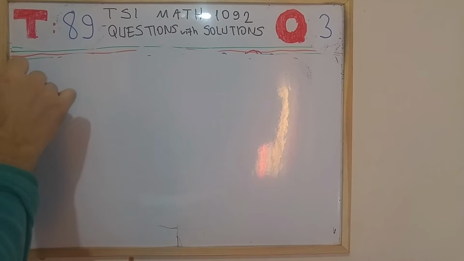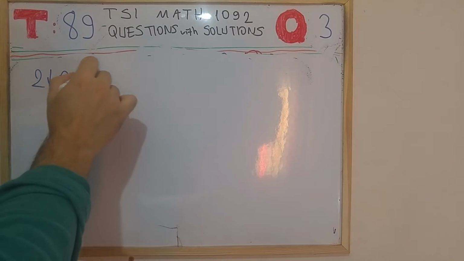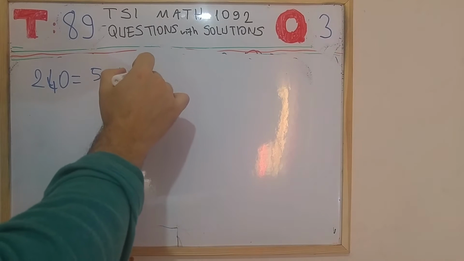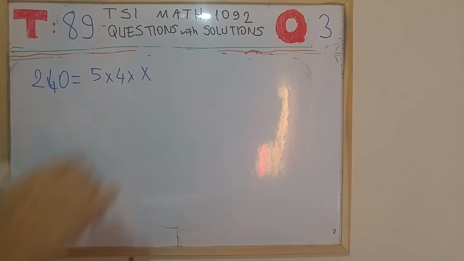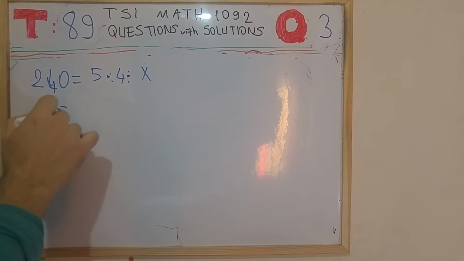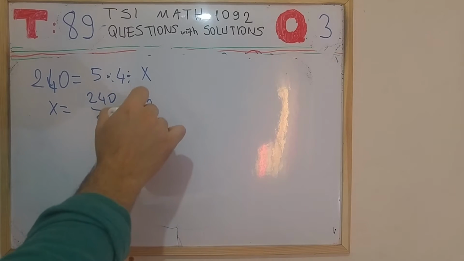In this question, we know the volume is equal to 240, and this is equal to the multiplication of all three edges, that are 5 and 4 and x that we do not know. Let's change these by dots. So x is equal to 240 over 20, which is equal to 12.